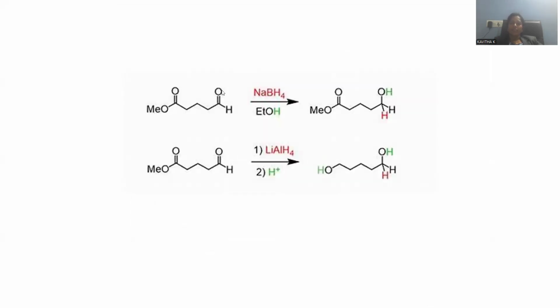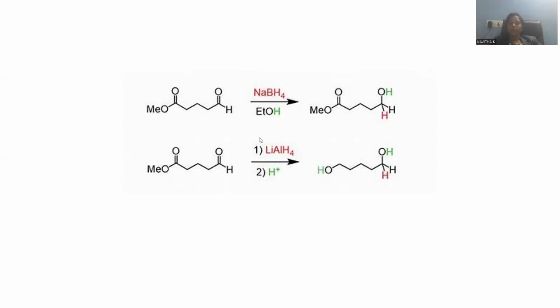Here is another possibility. Competing factors are operated. On one terminal of the carbon chain, you can notice the aldehyde. Another terminal is attached with the ester. If this is the case, sodium borohydride is more selective for aldehydic reduction into primary alcohol, and the ester will not be reduced. It remains as such.